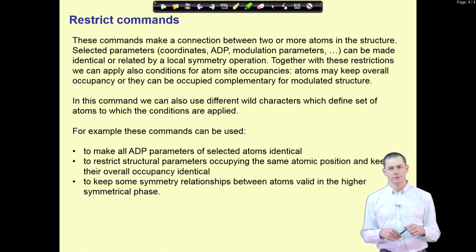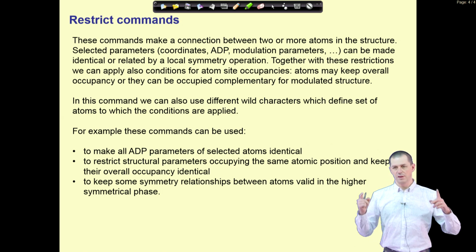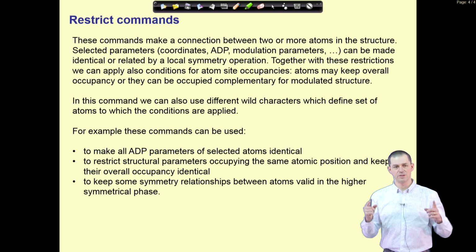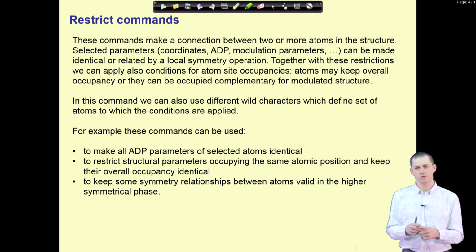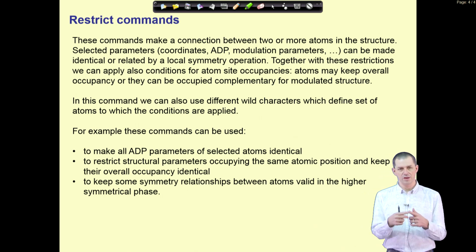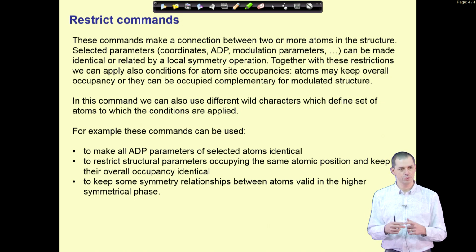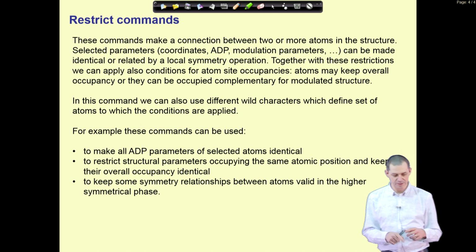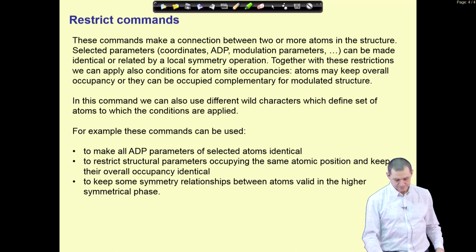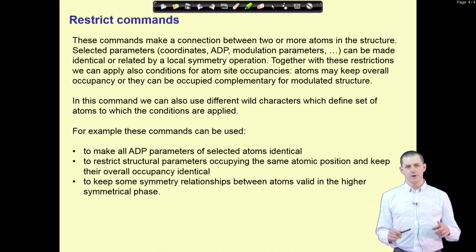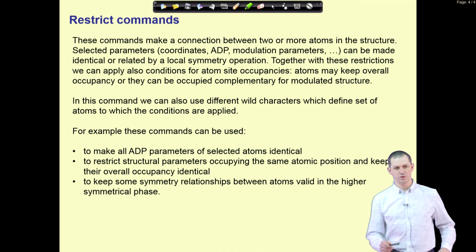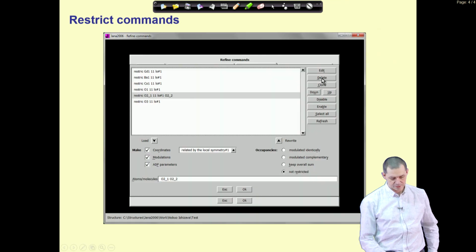In Jana you can restrict, for example, the displacement parameters of two atoms to be the same. Or you can also restrict the positions of two atoms to be the same. If you have a mixed site, you can say that these two atoms have the same position but different chemical element, and they are mixing together. You can also introduce symmetry relationships between atoms. If you have a molecule that has certain local symmetry, you can say that the molecule has a symmetry even though it is not a symmetry of the entire structure.